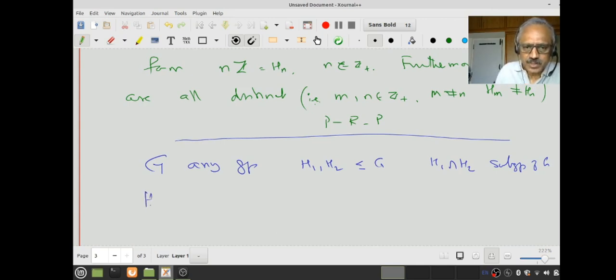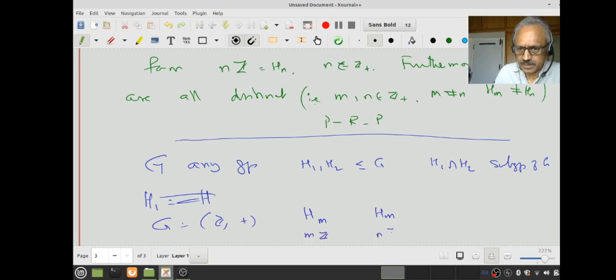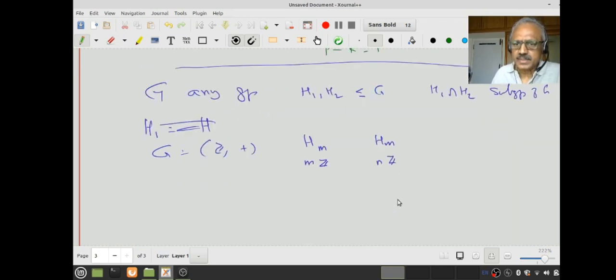So let us assume, let G equal Z plus, and let us look at one subgroup to be Hm, the other subgroup to be Hn. This is m times Z, this is n times Z, right? Now I want to know what is Hm intersection Hn. This will be a subgroup, I know. Think carefully. Yes, this will be a subgroup because the intersection of subgroups is a subgroup.